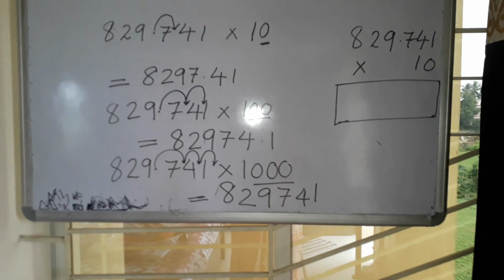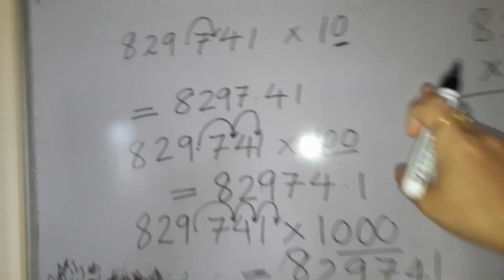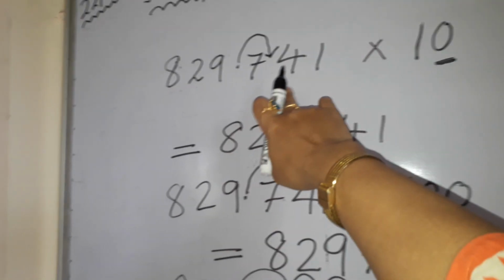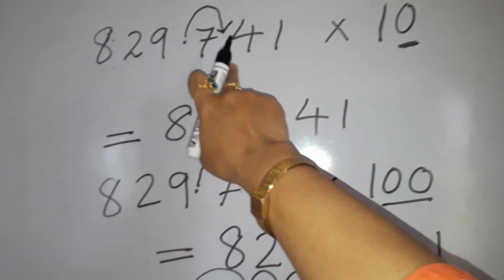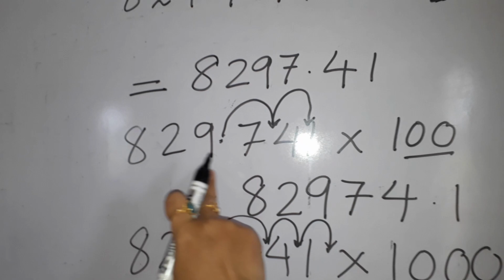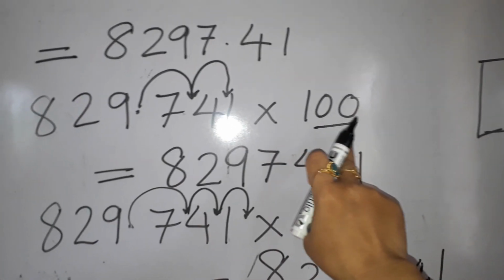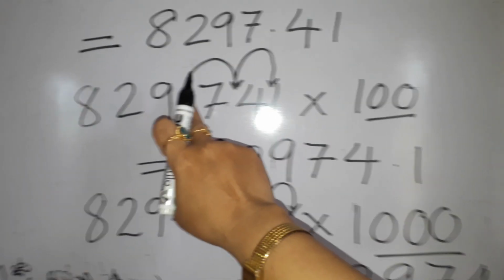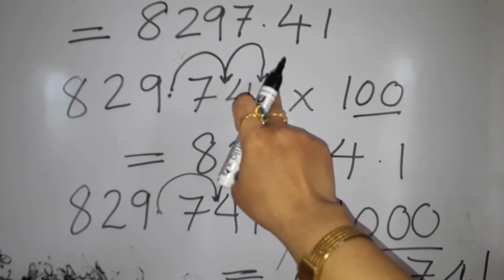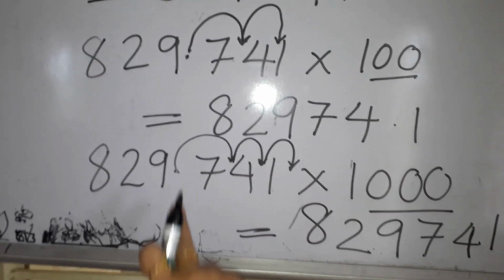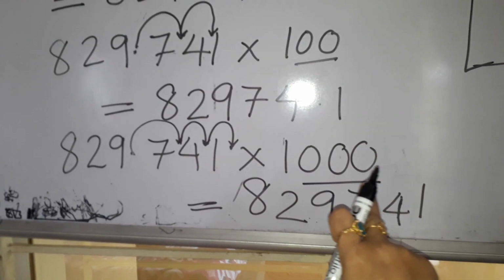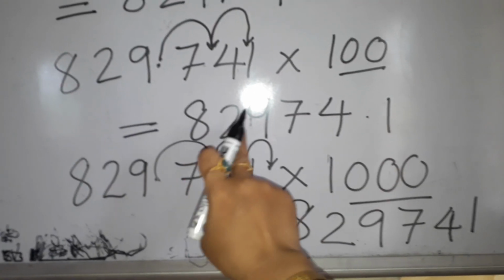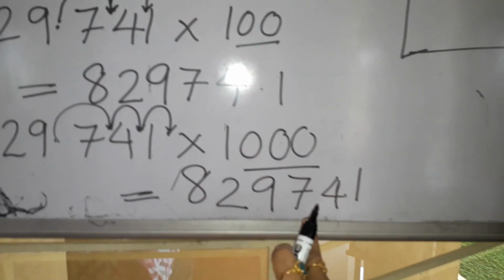A quick recap of what we learnt. When we are multiplying any decimal number by the first power of 10, the decimal point will move one place to the right. When we multiply any decimal number by the second power of 10, that is 100, the decimal point will move 2 places to the right in the multiplicand. And when we multiply any decimal number by the third power of 10 or 1000, the decimal point will move 3 places to the right in the multiplicand.